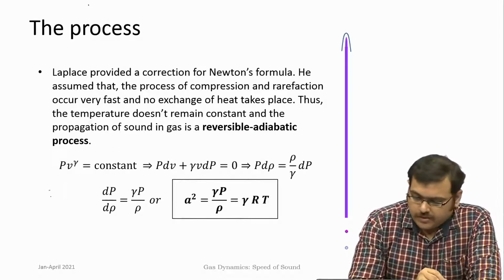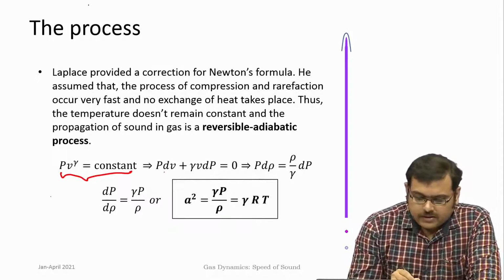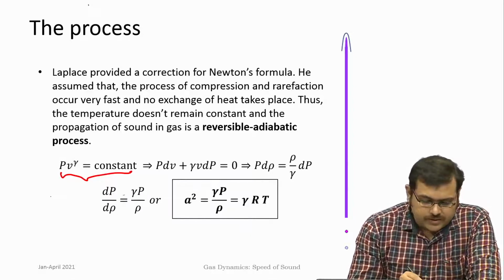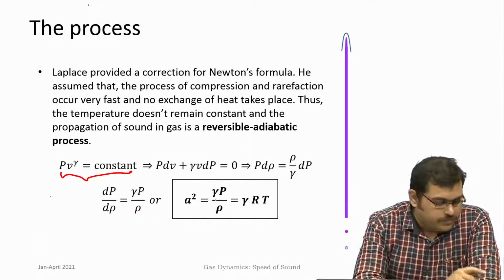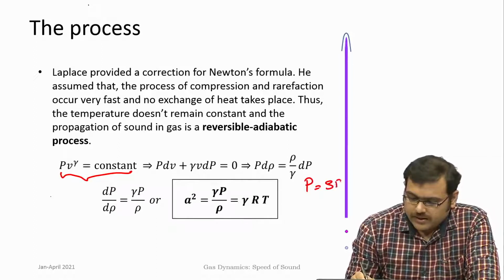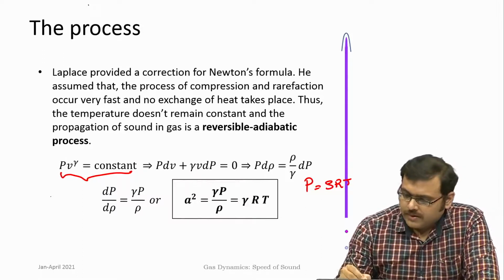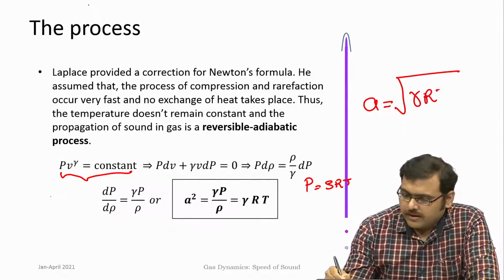When you consider an isentropic process, then the relevant equation is P v power gamma equal to constant, and if you differentiate this and get to dP by d rho, it is gamma P by rho, or a square is gamma P by rho. And if you also couple this with the equation of state, P is equal to rho RT, then you get a square is equal to gamma RT. So now here we come to the equation a is equal to square root of gamma RT.